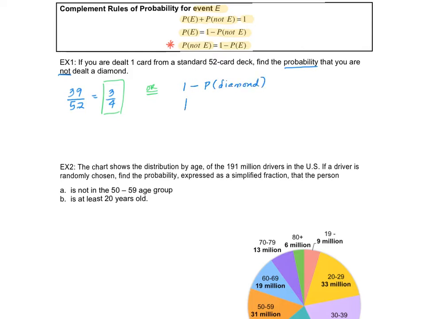So that's 1 minus a probability, which is a fraction. We have 52 cards. How many of those are diamonds? That would be 13. So when you do this math, you're going to get 39 over 52. Remember, these are fractions, so you have to find a common denominator. You're going to be replacing the 1 with 52 over 52.